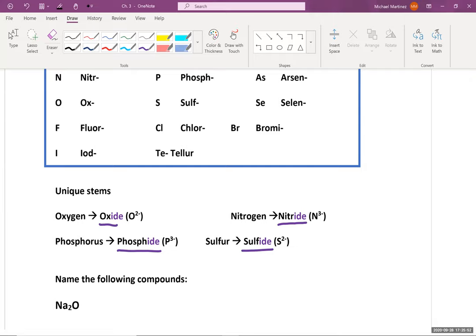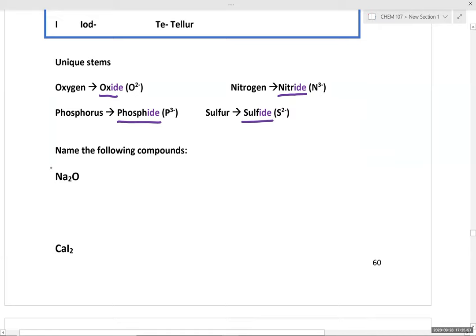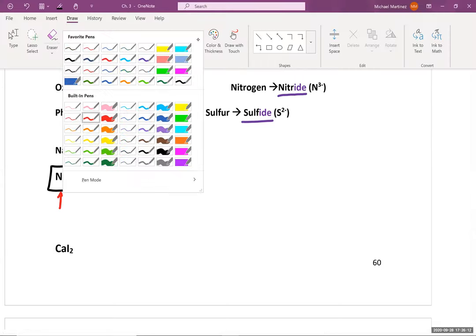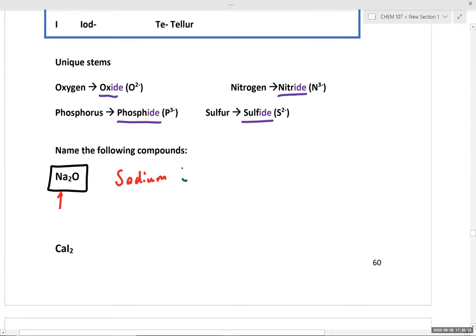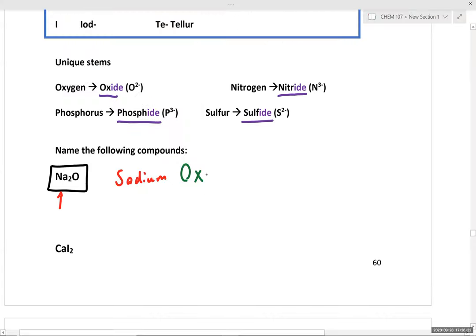Now that we have our rules, let's apply them to name a few compounds. So Na2O. First things first, I write the name of my metal, and Na corresponds to sodium. Now I write the name of my non-metal. My stem is ox for oxygen, and then I place -ide at the end of my stem. So this would be sodium oxide.